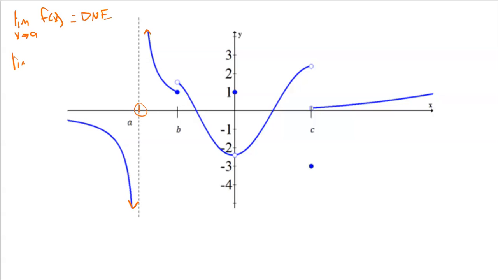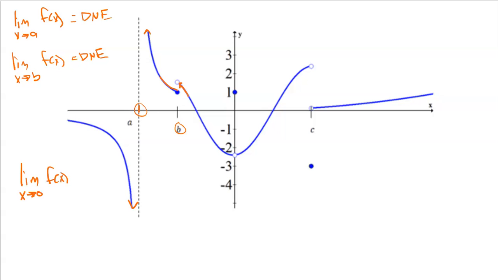All right, what is the limit as x approaches b of this function? Well, at b, which is right here, we see the left side is down here somewhere, maybe around 1. The right side is up here, maybe somewhere around 1.5. But once again, we see that jump where the two sides are not coming together, hence the limit does not exist.